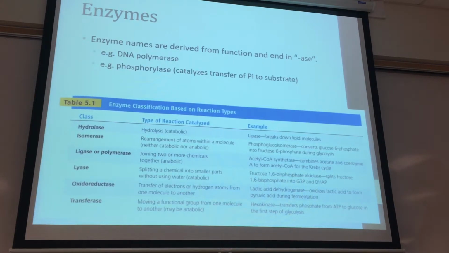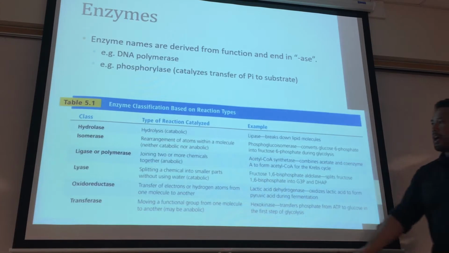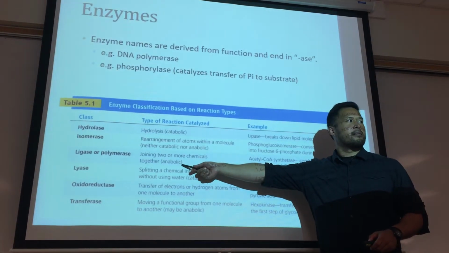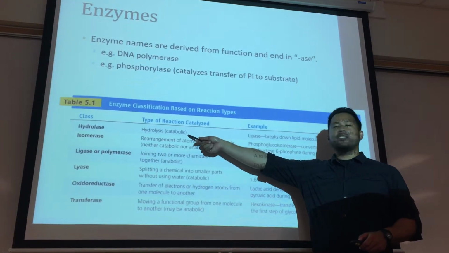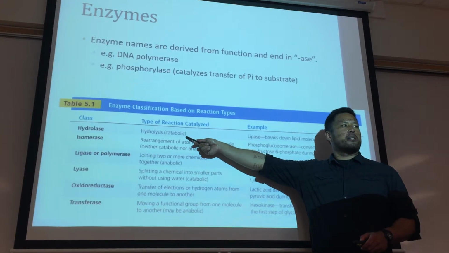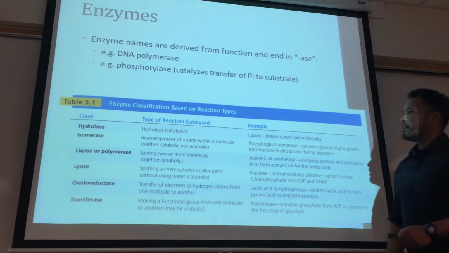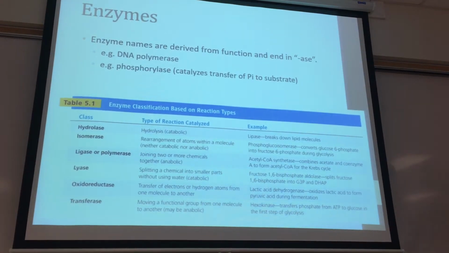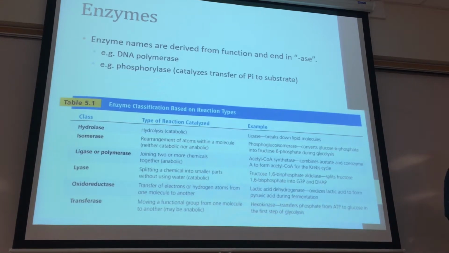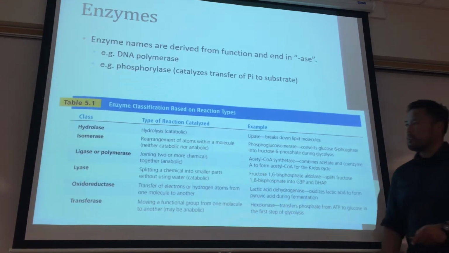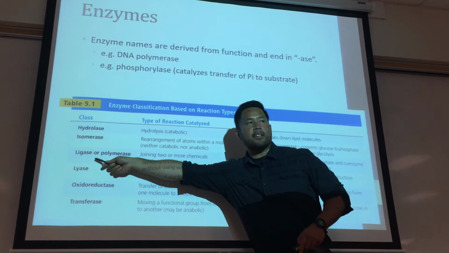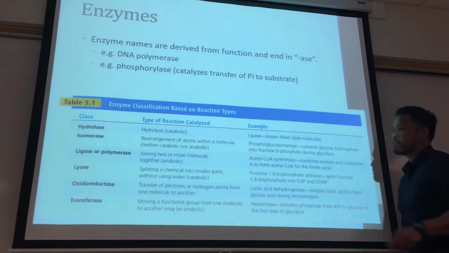The other one on there, the exact opposite of hydrolase, is a ligase. It is to join two or more chemicals together to undergo an anabolic reaction. The first one I talked about, hydrolase, was a catabolic reaction. So in this case, this allows for synthesis. If I'm going to turn glucose into glycogen, I'm going to employ some form of a ligase or a polymerase.